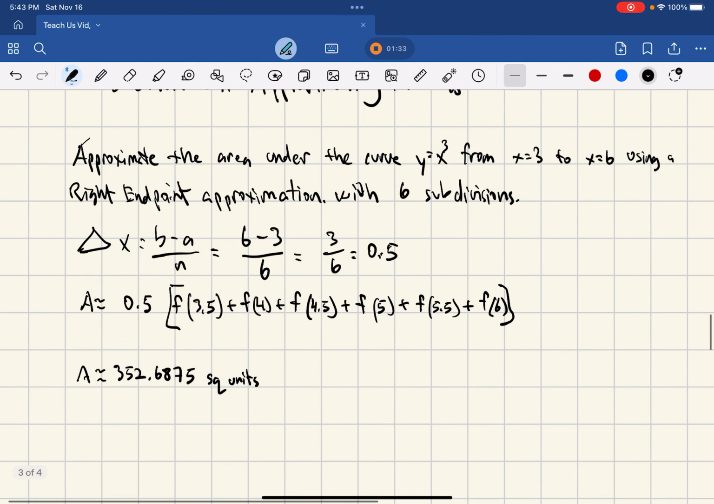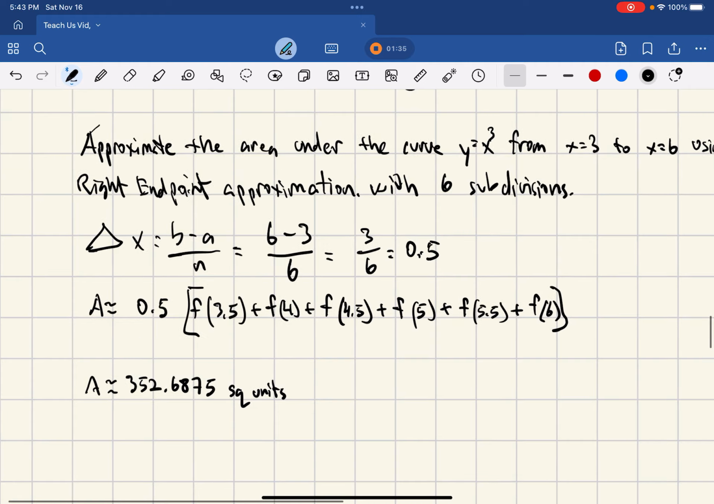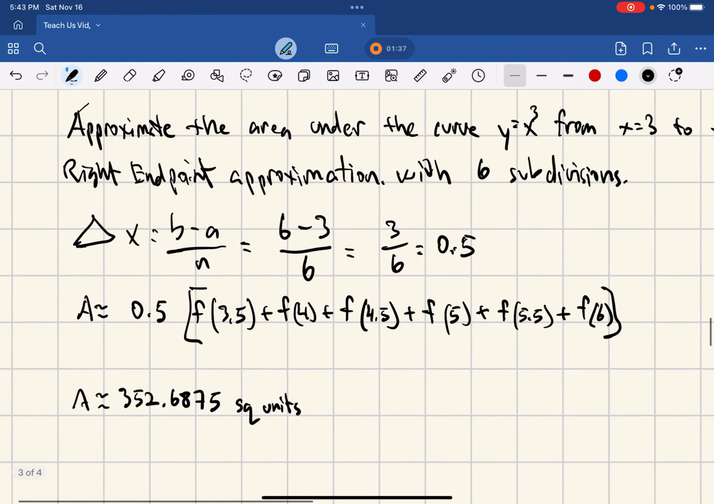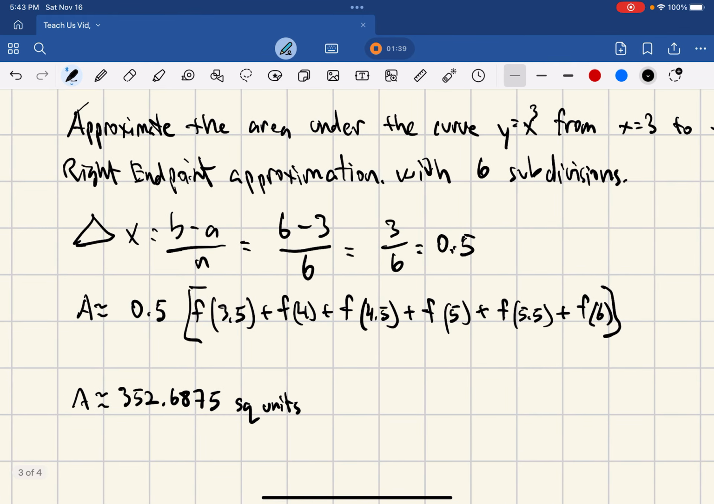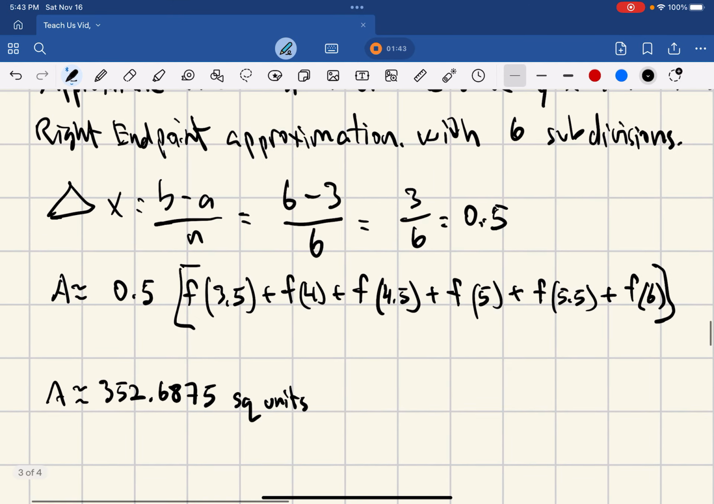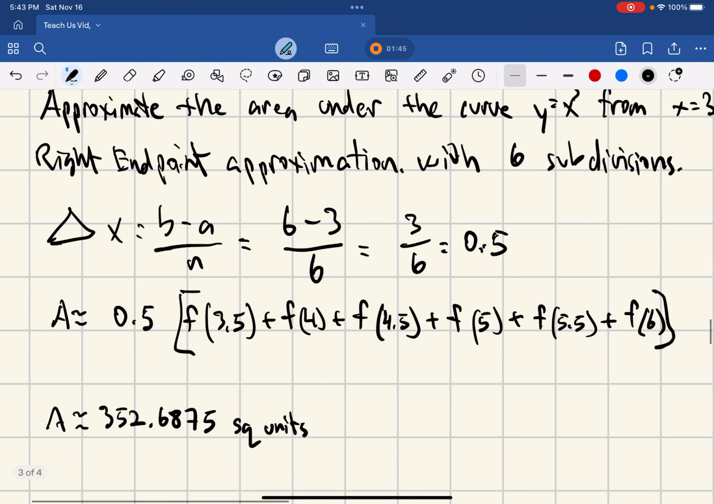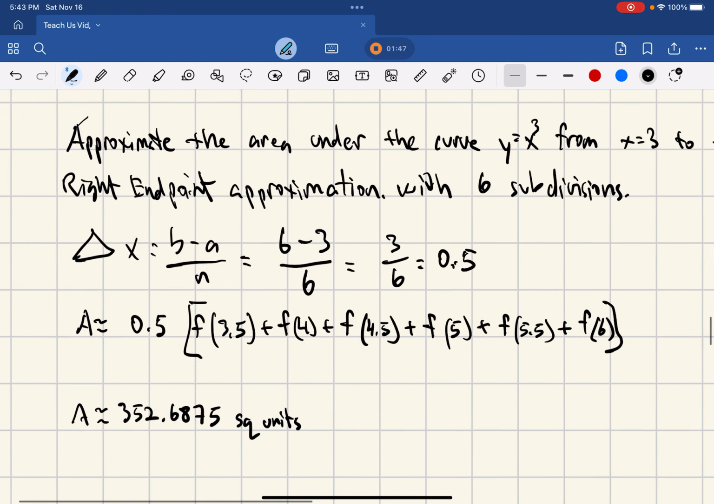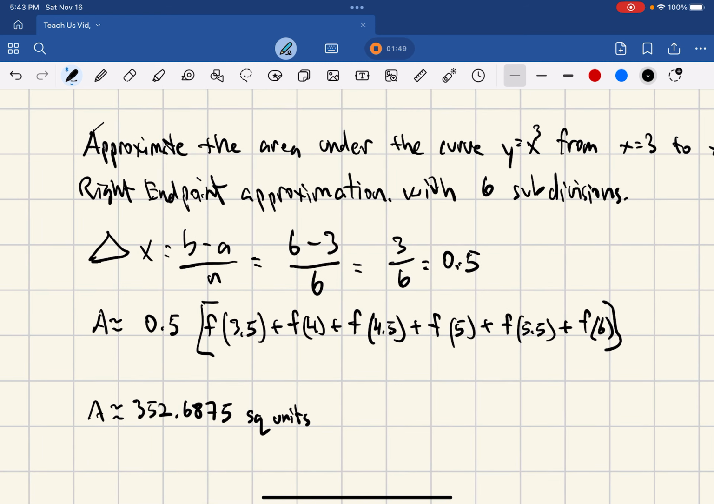And then we approximate the area by using this equation. Since our starting point is x equals 3, we're not starting at 3 because we're asked for the right endpoint and not the left endpoint.